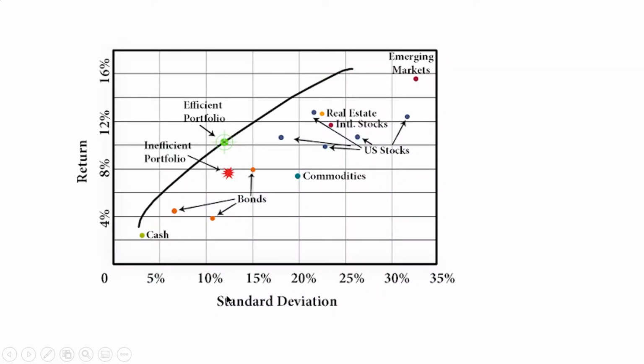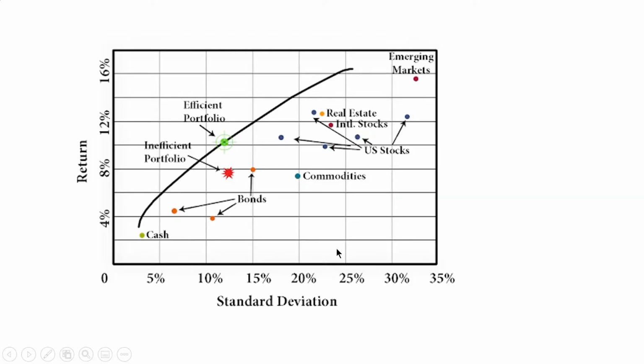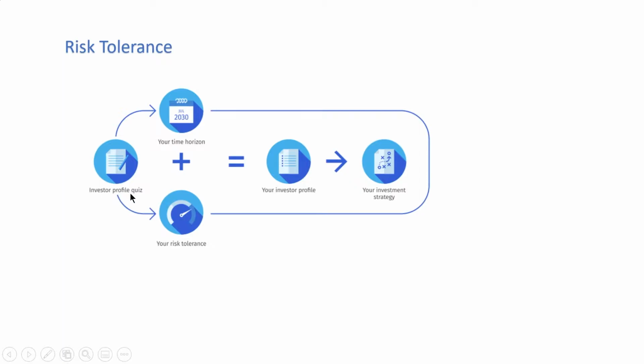So if we go back to this graph, the standard deviation that they use here is the annual standard deviation. That means the variability of results taken on a yearly basis. This type of graph is used in the industry to define the type of investor that you are. So for example, here you see an investor profile quiz. They put together time horizon and your risk tolerance, and they come up with an investor profile and a strategy, which is the same thing that I showed you before in my broker.